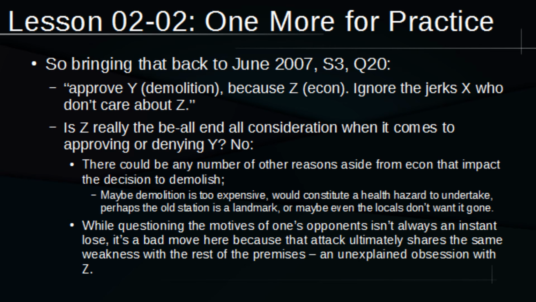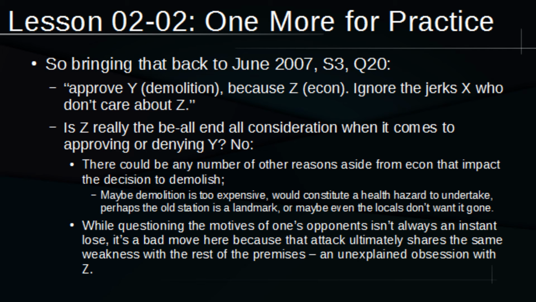So let's bring that back into our question. Looking back at the question, we can actually realize that what the arguer has done here is very similar to the do A because of reason B. It takes the form of this. Approve Y, demolition, because of Z, economic health. Ignore the jerks X who don't care about Z. That's kind of the extra flair that the arguer's added. But otherwise, it's a pretty basic argument. Approve of a certain course of action because of economic reasons.